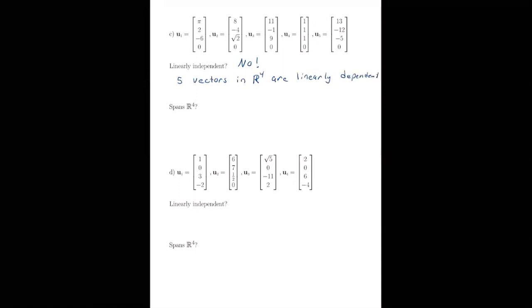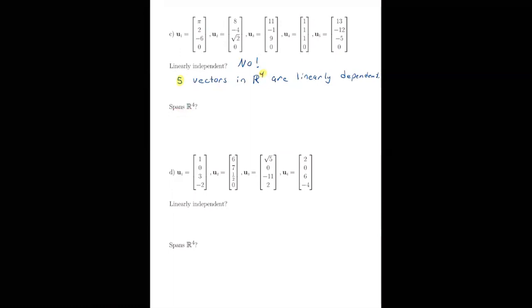Now, if you have 4 vectors or fewer, they may or may not be linearly independent. You have to check. So we can only automatically eliminate them if we have more than 4 vectors in R4. If we have 4 vectors or fewer, then we actually have to check. We can't just declare right away if they're independent or not. But if we've got more than 4, then automatically they're not.